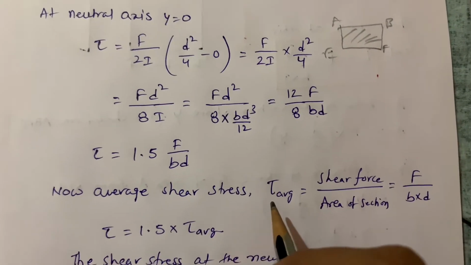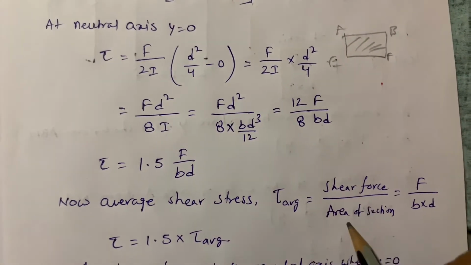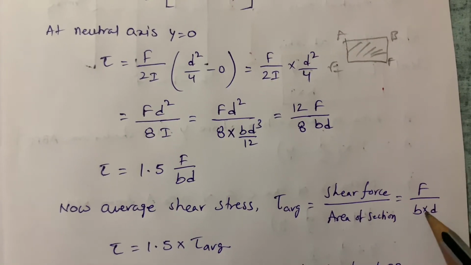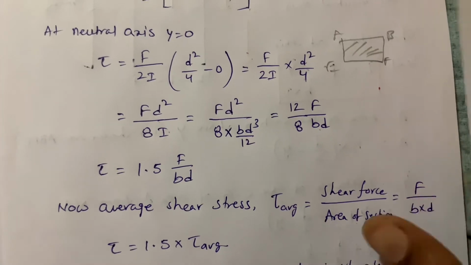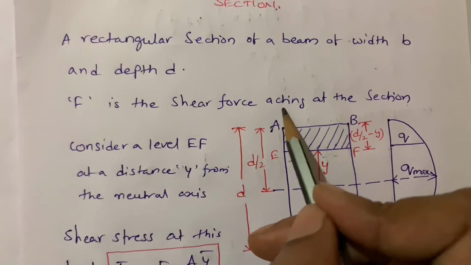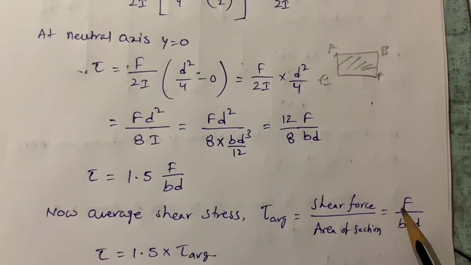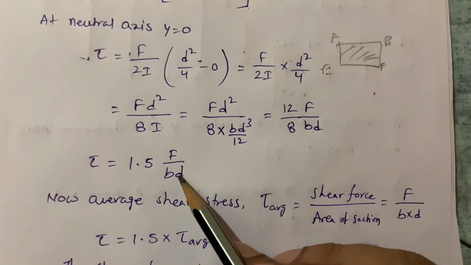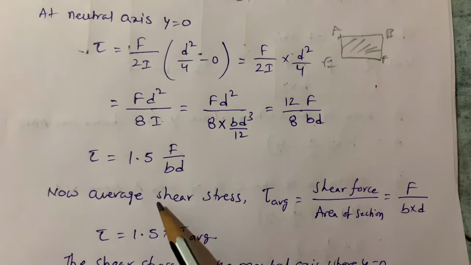Tau average is equal to shear force by area. The area of the section is L into b, nothing but b into d. The shear force is F, the shear force acting at the section, as I already told. So tau average is F by b into d, and the maximum stress is 1.5 into tau average.